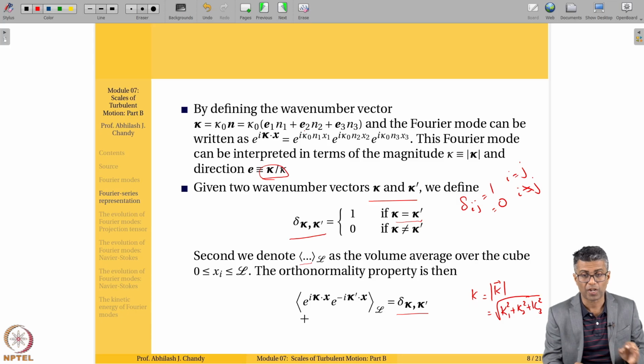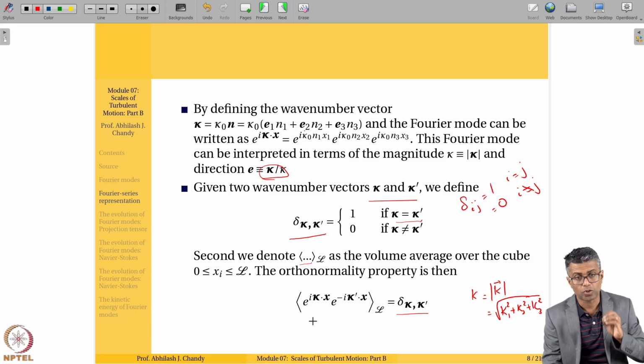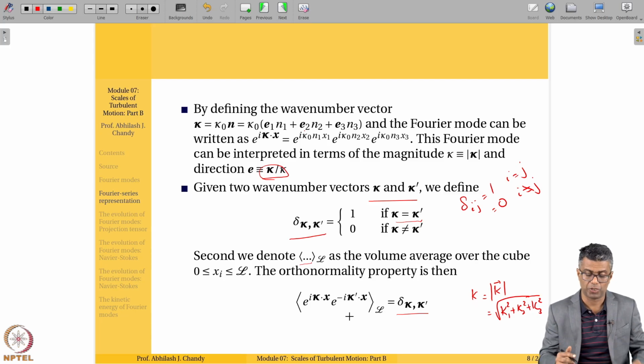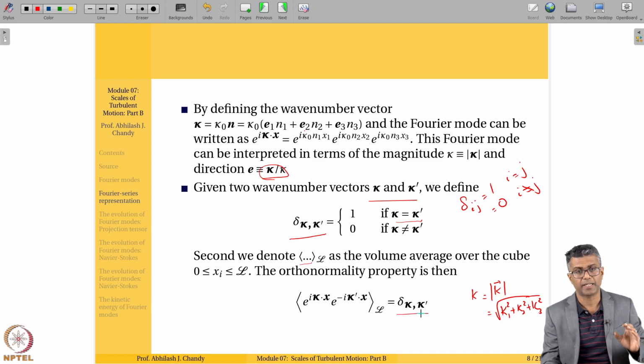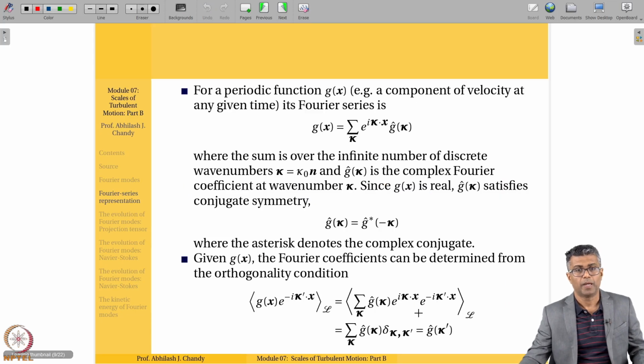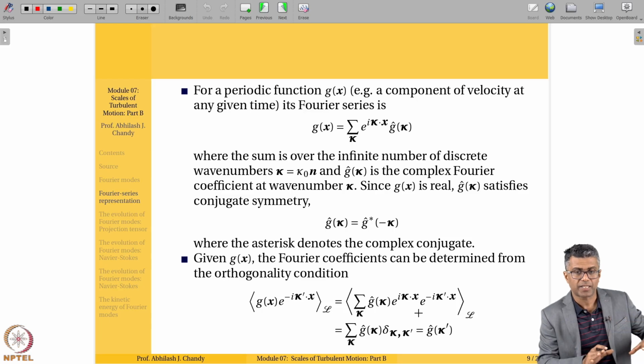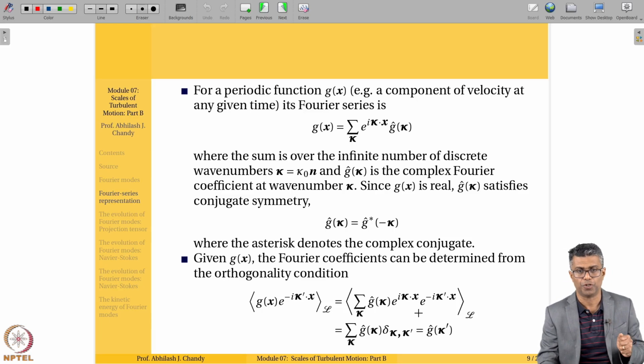You should check that out. We are not going to get into the proof here. The orthonormality property, I'm stating it as such. So I have e to the i kappa dot x times e to the minus i kappa prime dot x, the whole thing volume averaged, is equal to the Kronecker delta. And the Kronecker delta is 1 if kappa is equal to kappa prime and it's equal to 0 if kappa is not equal to kappa prime. Okay?